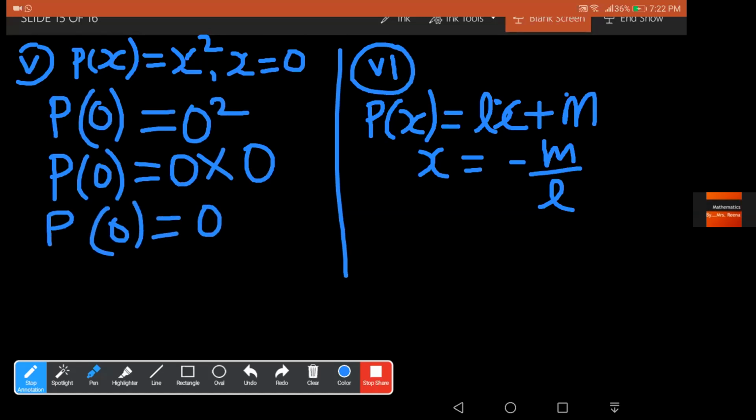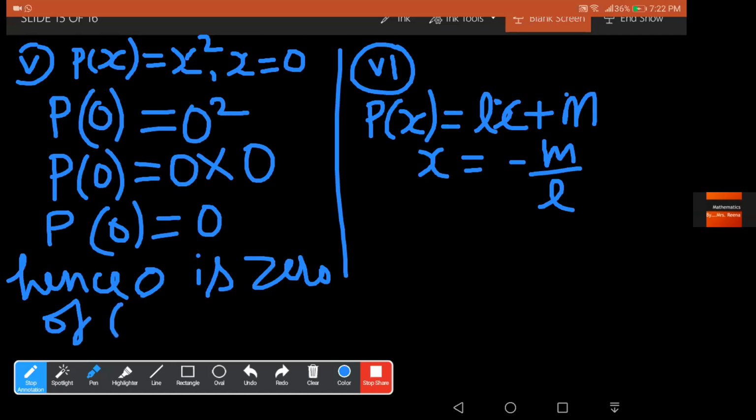Hence we can say that 0 is the zero of P(x). Okay? Zero of P(x).